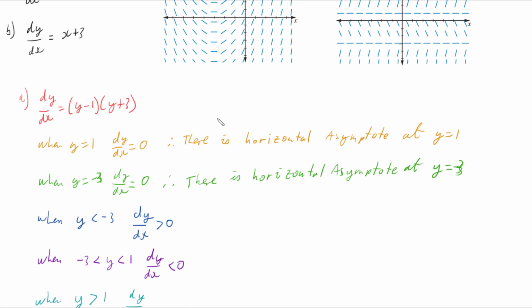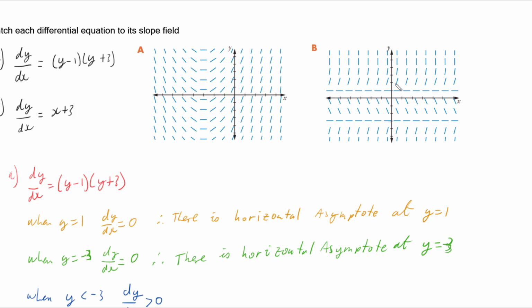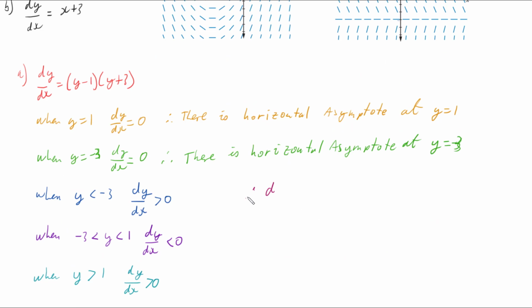So let's have a look here. When we're bigger than 1, I'm just going to subtract 1 off of it, so I'm going to stay positive, and I'm going to add 3 to it, so I'm going to stay positive, so we're also positive, which means that as I get higher and higher away from this, we get more and more positive, which we do. So that means that dy/dx = (y - 1)(y + 3) matches slope field B.